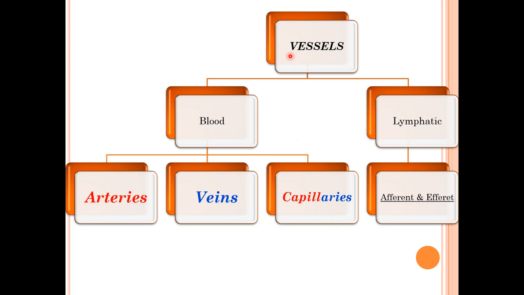Tubes present all over the body distribute certain substances according to these substances. What is the substance inside the vessel? It's either blood or lymph. So we divide vessels into blood vessels and lymphatic vessels.